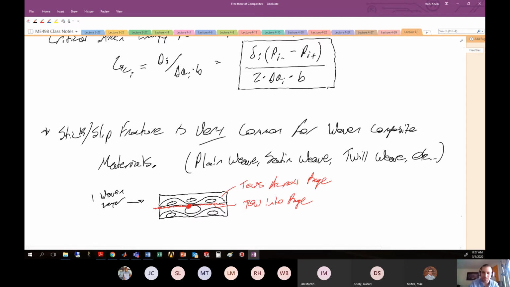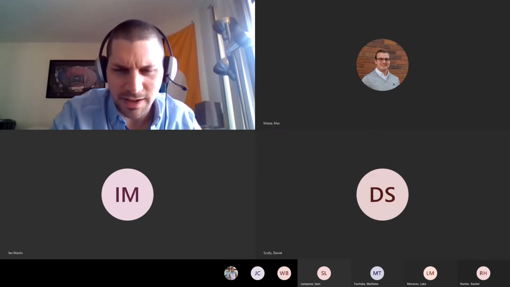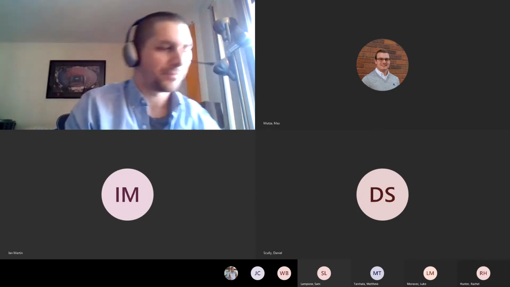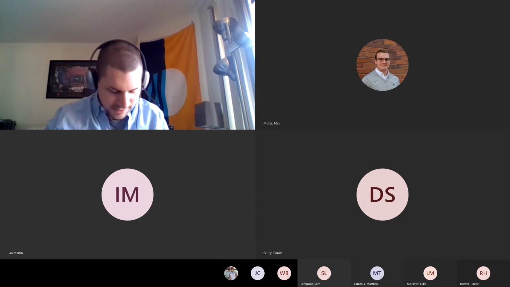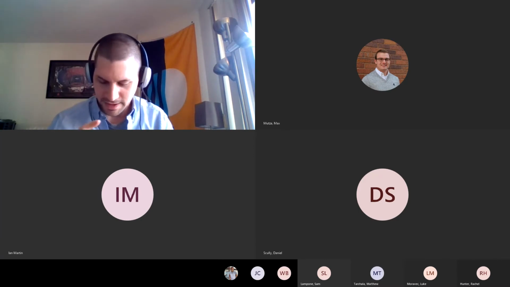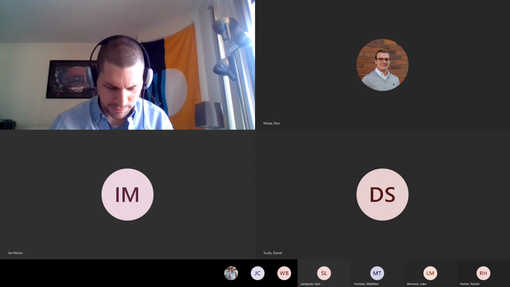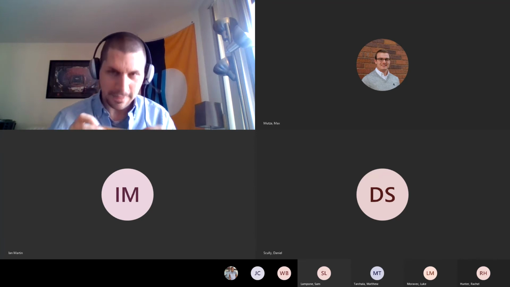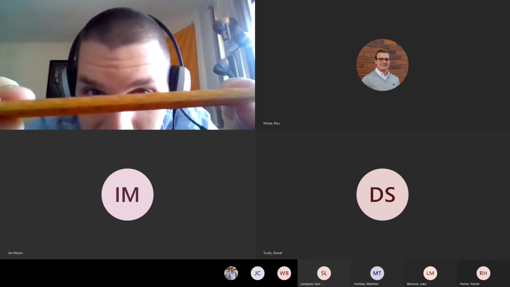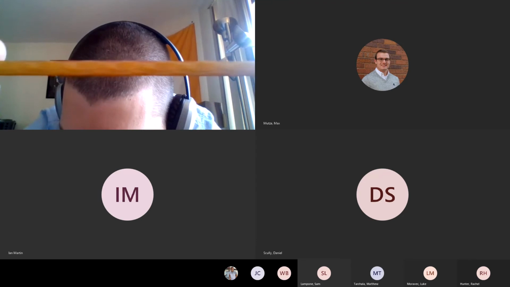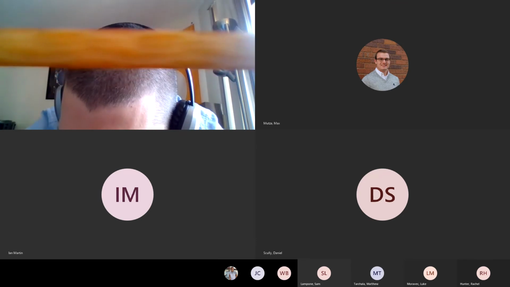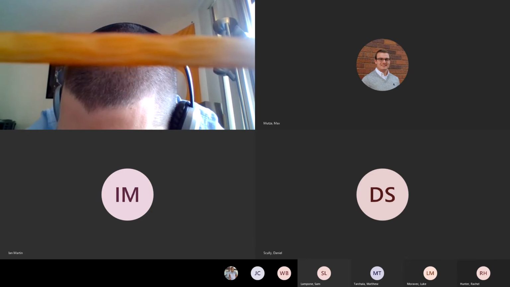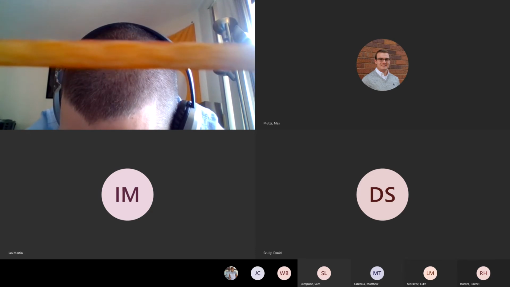So I actually have a woven fabric here that I can maybe show what I mean. I polished this so I could try to show it a little bit. I don't know if it's going to come through on the screen or not. Let's see if my camera is good enough. Probably not. It's still focused on my head.